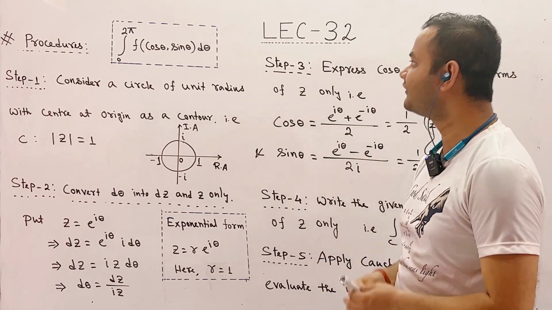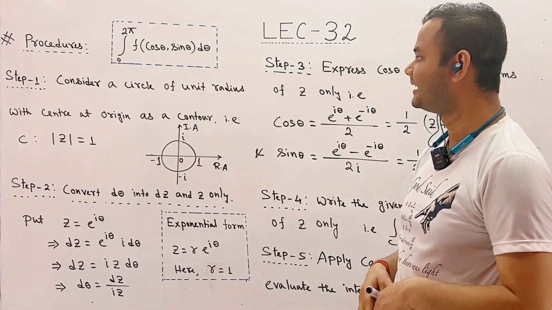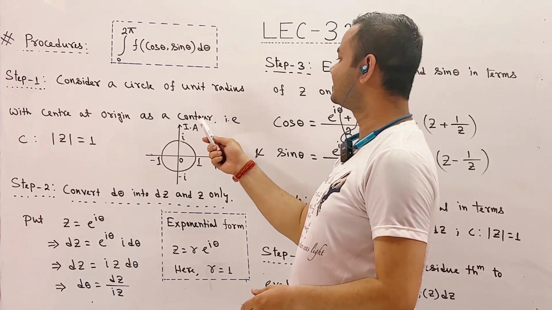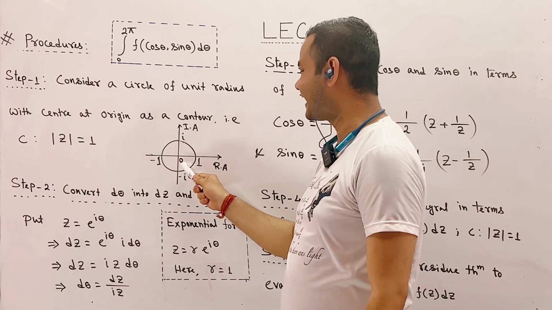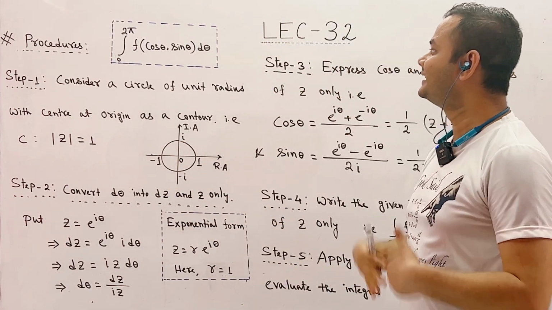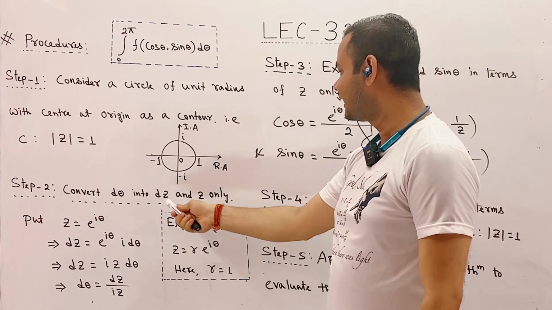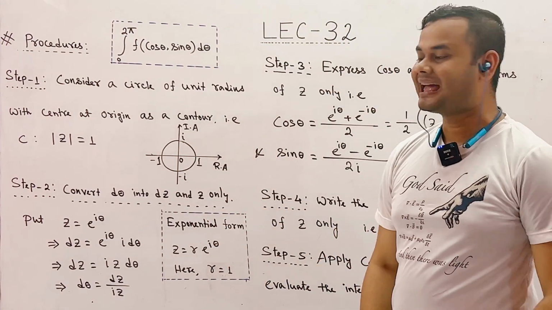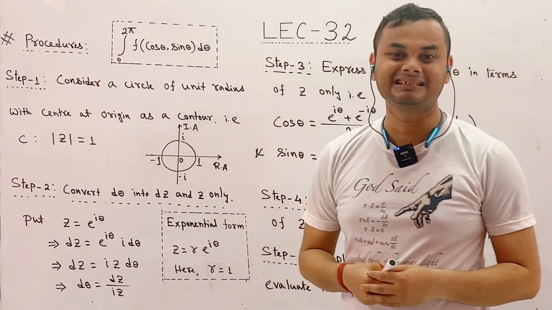Students, to evaluate this type of integrals, we have to follow total 5 steps. In step number 1, we have to consider the contour to be a circle of radius 1 having center at z equal to 0. In step number 2, we have to write the term d theta in terms of dz and z only, and this can be done with the help of exponential form of complex number z.